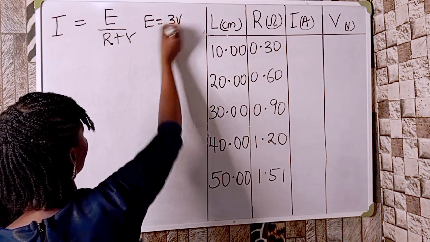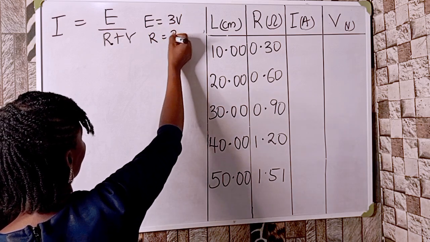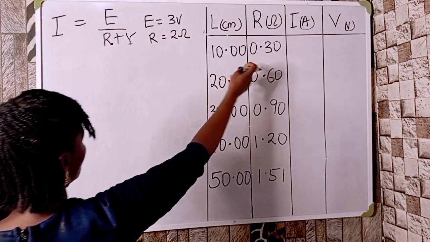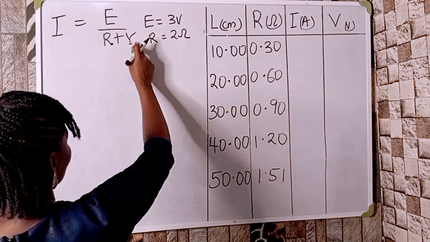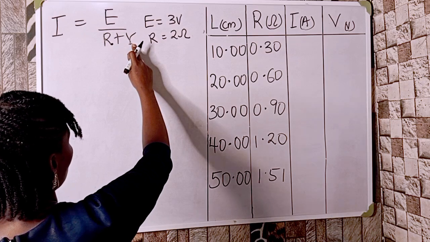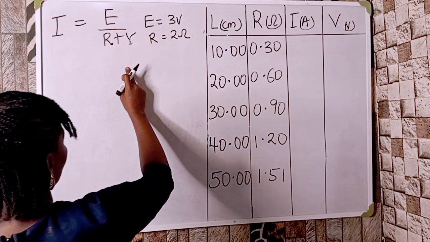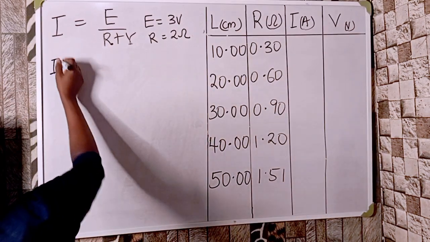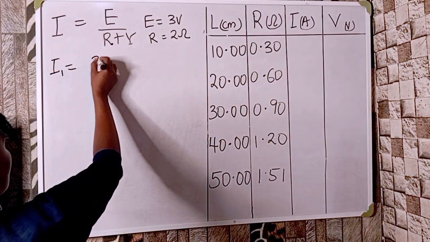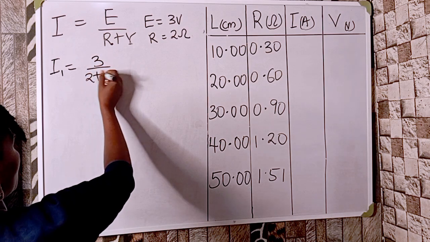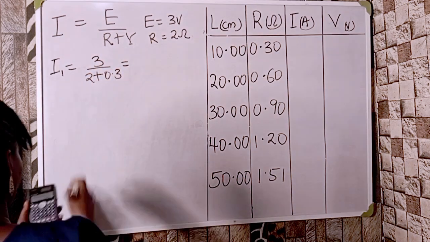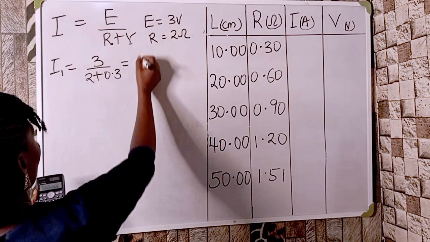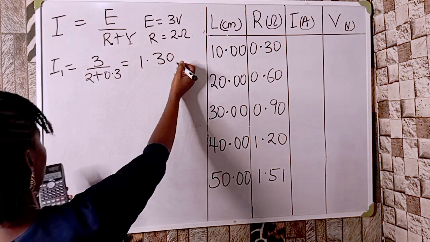So this is 3 volts, and the R is 2 ohms. Now, this resistance here becomes my internal resistance. I'm going to use these ones in place of the internal resistance because it is the opposition given to the flow of current within the poles of the cell. That is why I'm going to use this one. So I'm going to get the current for each of them. So I1 is equals to 3 over 2 plus 0.3. I'll have 1.30.